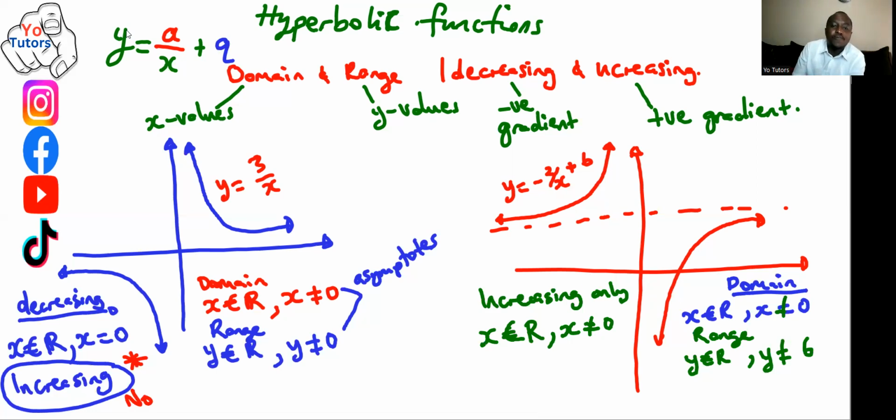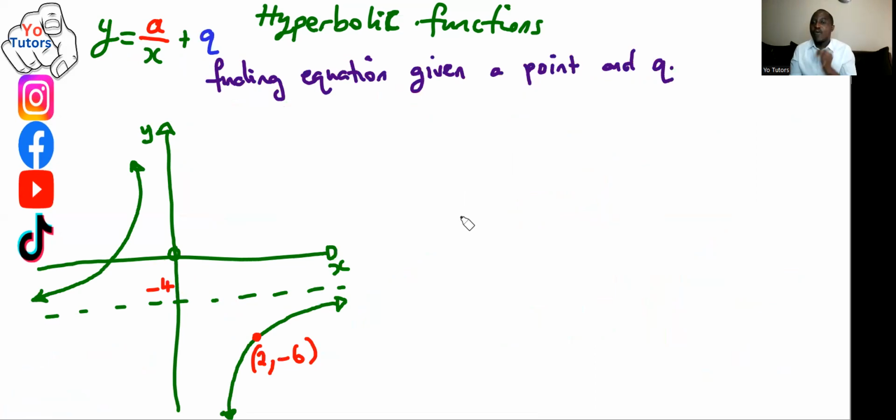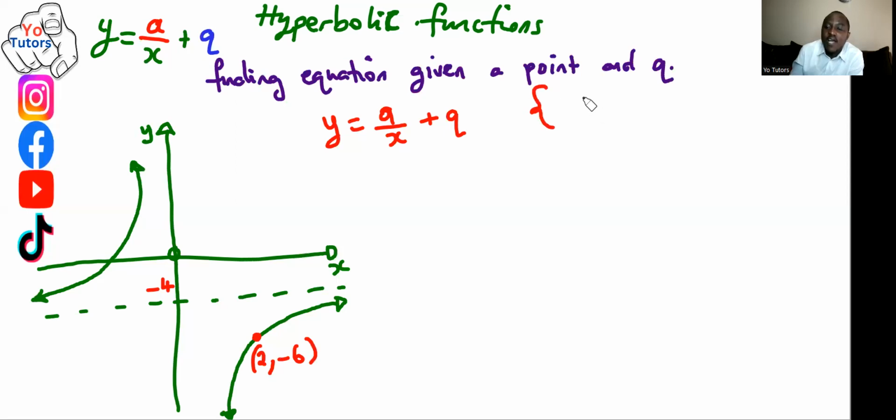Let's move on to the next one, where we are finding the equation given a point and q. Now, q is actually given to you. So what do you need to do here when you're given that? Let's have our equation here: y = a over x plus q. But now let's see what we have. q is given, q is -4, and a point is 2 and -6. So we are given x and y. That's what is given to us.